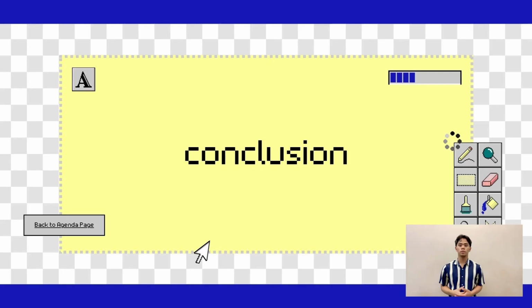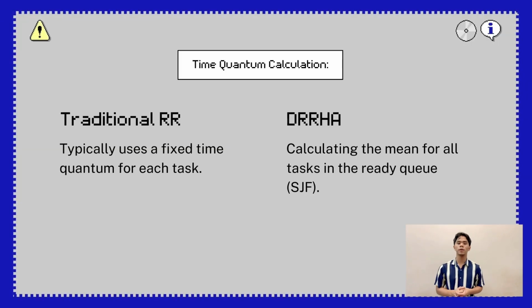So, in conclusion, the proposal indicates that DRRHA, or dynamic round robin with hybrid average, is an enhancement of the traditional round robin algorithm. So here are the key differences highlighted in the passage. Number one, we have time quantum calculation. Round robin typically uses a fixed time quantum for each task, while on the other hand, DRRHA proposes a novel technique for handling the time quantum problem.